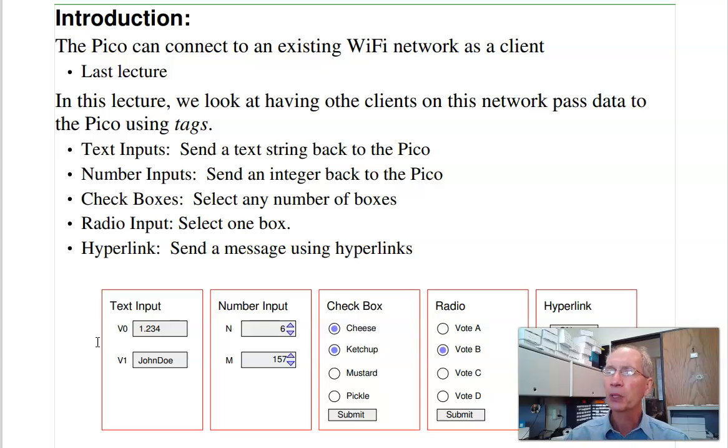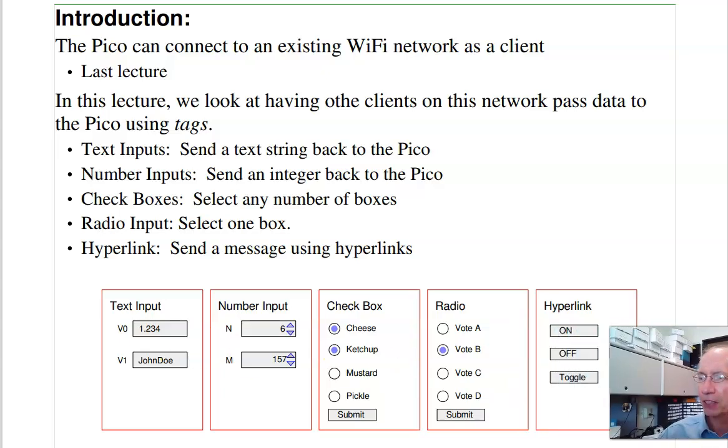But in this lecture, we're going to look at how to have other clients send data back to your Pi Pico. That way you can turn on and off lights, turn on motors, turn off motors, control the LCD display, whatever you want. And the approach we're going to use is to use tags. There are dozens and dozens of tags you can use. We're just going to look at 5 of them.